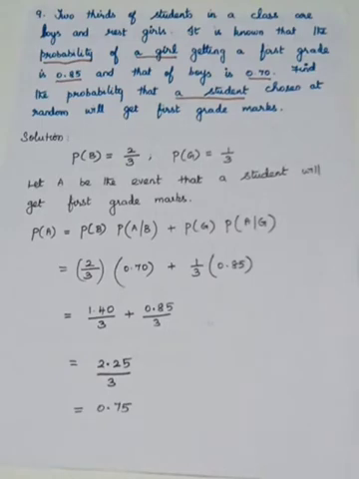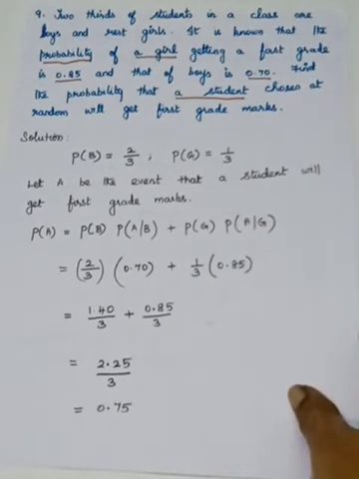In the previous problem, we had to select one ball from each bag, so 2 balls we were drawing. Here only one student is chosen, and that student has to get the first grade. The chosen student is either a boy or a girl. If it is a boy, what is the probability of the boy getting first grade, or if it is a girl, what is the probability of the girl getting first grade. In both ways we have to prove.